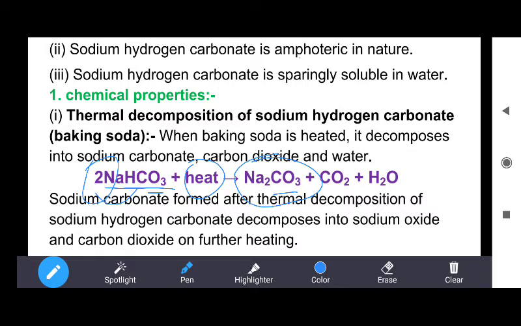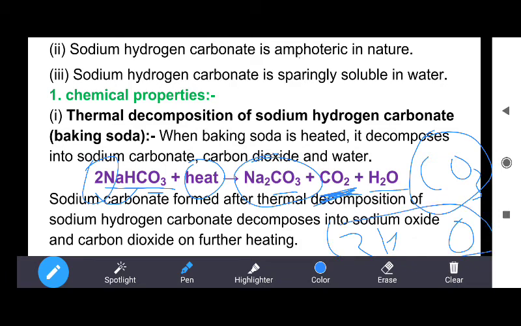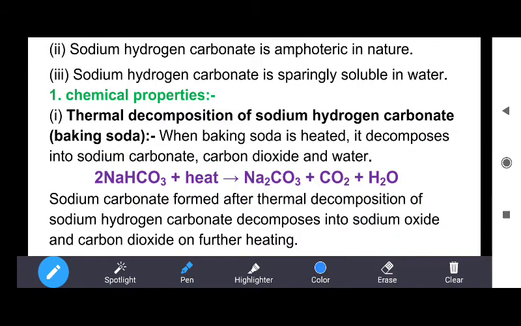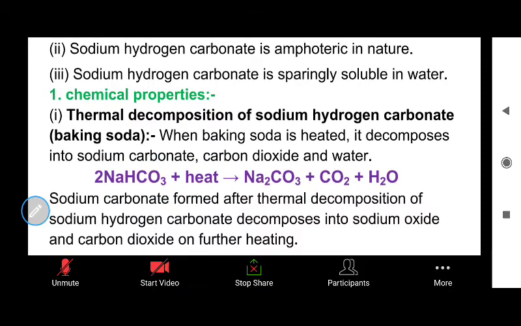Two hydrogens are remaining and one CO3 is remaining. In CO3, CO2 evolved and the remaining oxygen combined with two hydrogen to form a water molecule. So this is the whole reaction which shows the thermal decomposition. What is thermal decomposition? When a molecule is decomposed by heating, then it is called thermal decomposition.